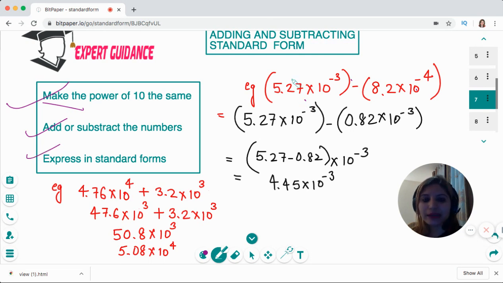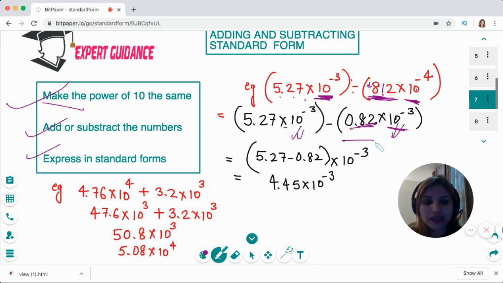So for example, if you have 5.27 times 10 power minus 3, take away 8.2 times 10 power minus 4. Here the powers are minus 3 and minus 4. Now you know if you move the decimal one place to the left, the power goes up by 1. So if this is 8.2 times 10 power minus 4, I move its decimal place, it will become 0.82 times 10 power minus 3. Now both of these numbers have the same power.